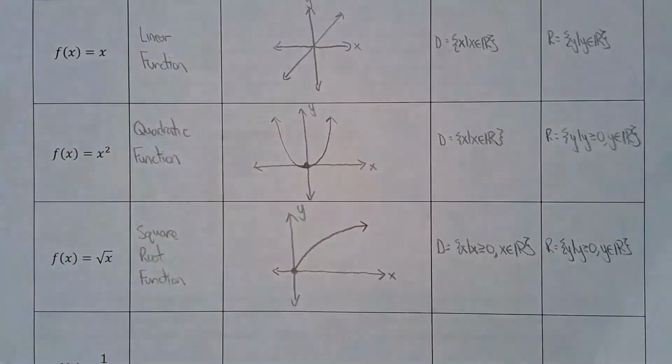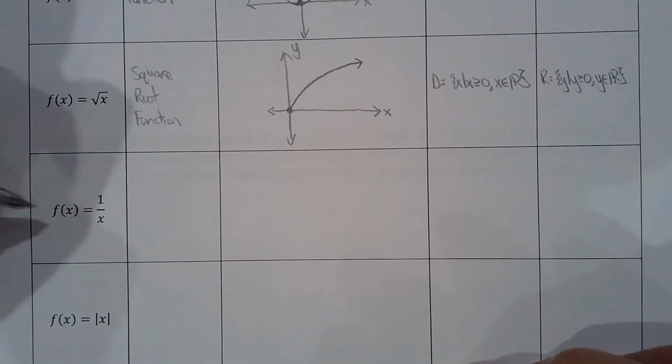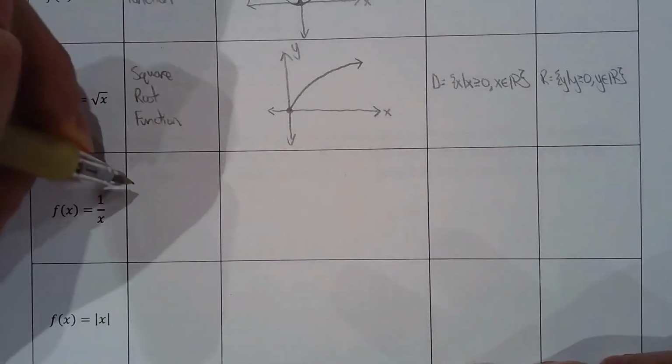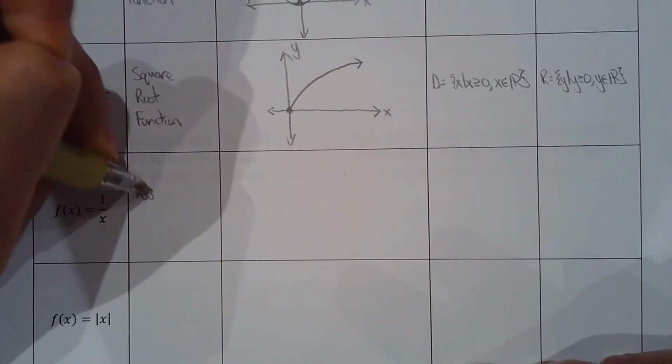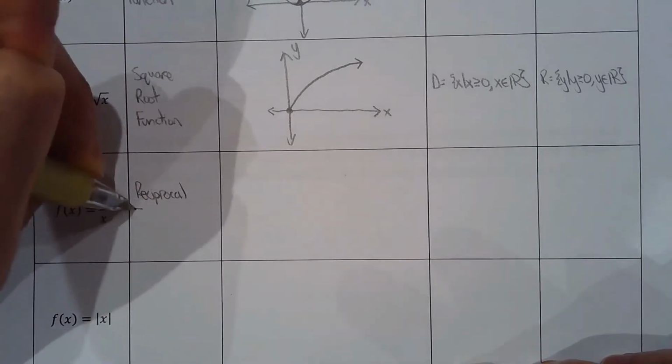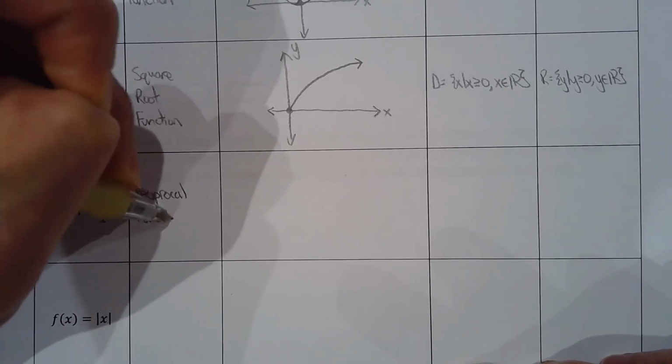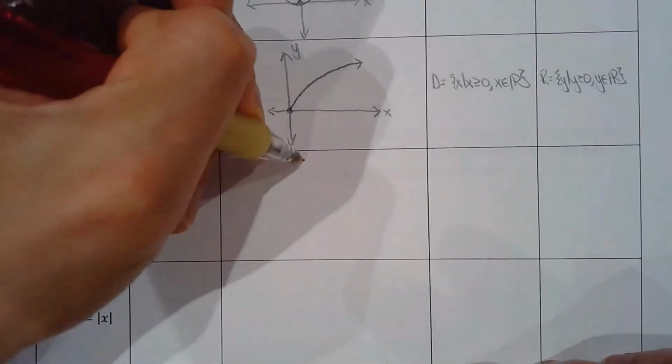All right. What is 1 over x? That's called the reciprocal function. How does the graph of the reciprocal function look?